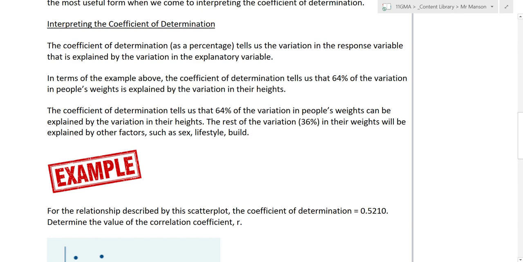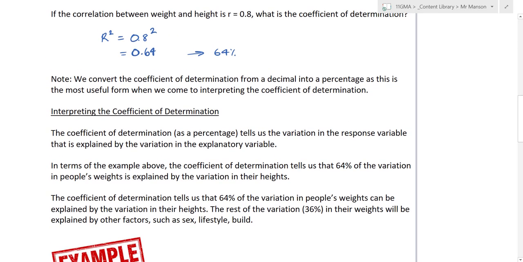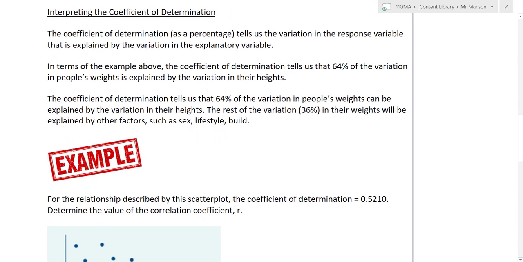So the percentage tells us the variation of the response that's explained by the explanatory variable. That's what we can say. So this 64%, I don't know which one was which, but the weight outcomes can be explained by the height. That's the statement you can make. 64% of the variation in people's weights is explained by the variation in their heights.